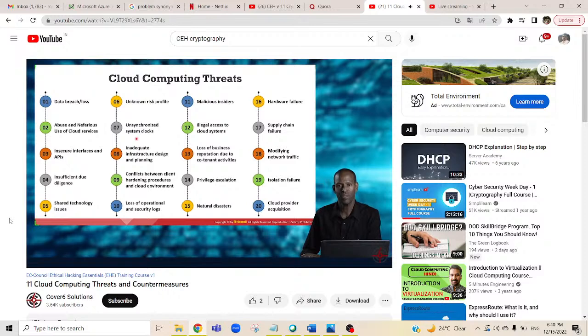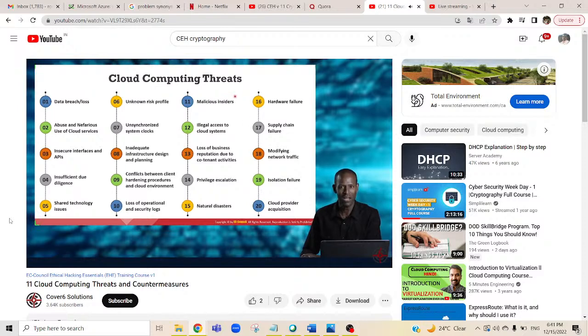Unsynchronized system clocks. So you're running in the cloud, you're using something like Azure Active Directory, and you have on-premise computer systems, and none of them will log into Active Directory because your cloud clocks are different than your on-premise clocks. Inadequate planning and design, conflicts between client hardening procedures in your cloud environment. You try to run the same procedures in the cloud, and there are things missing. A loss of operational security logs. Perhaps they truncate logs automatically after a certain amount, and you can't get them after that. And so therefore you lose visibility to part of those logs.